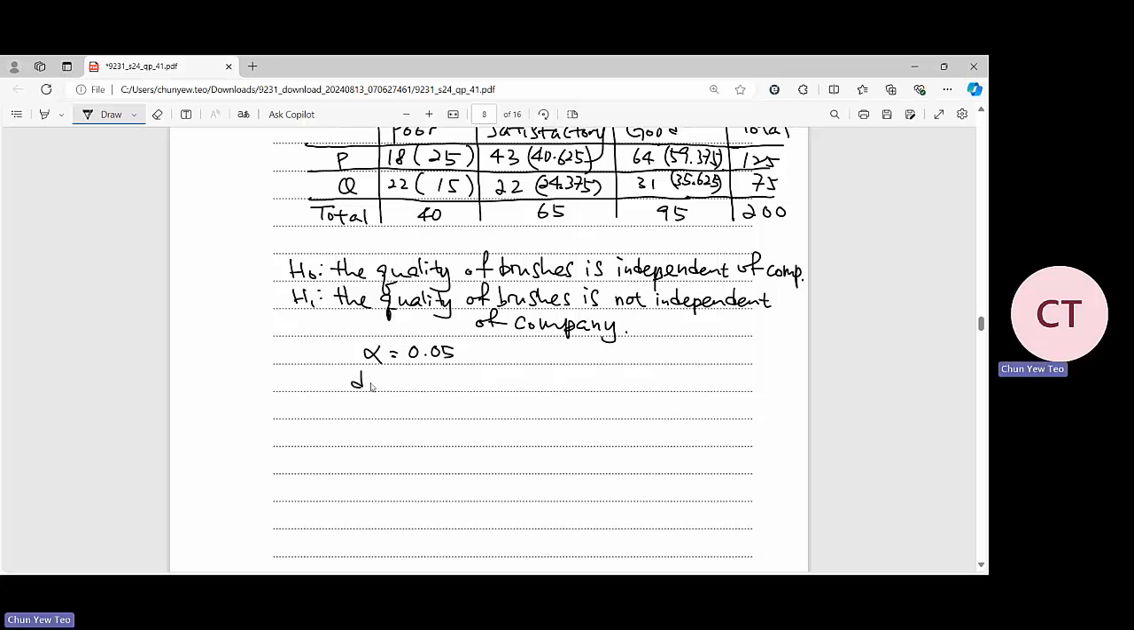And find the degrees of freedom. So for the degrees of freedom, you have the 2 rows minus 1, multiplied by 3 columns minus 1. Multiply them together, you have 2. So from here, you can get your critical value with the degrees of freedom of 2 and your confidence level of 95%. Check the formula table. You get this as 5.991.